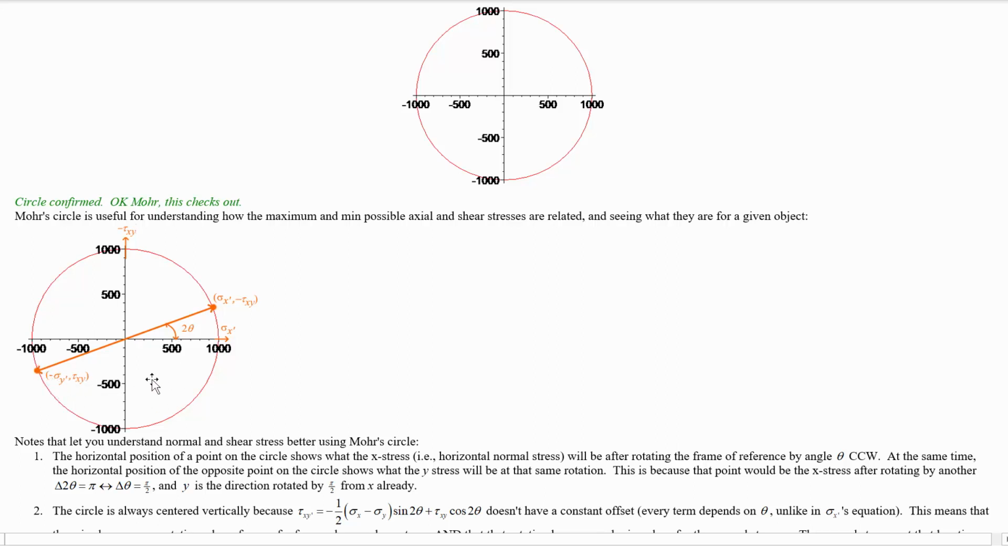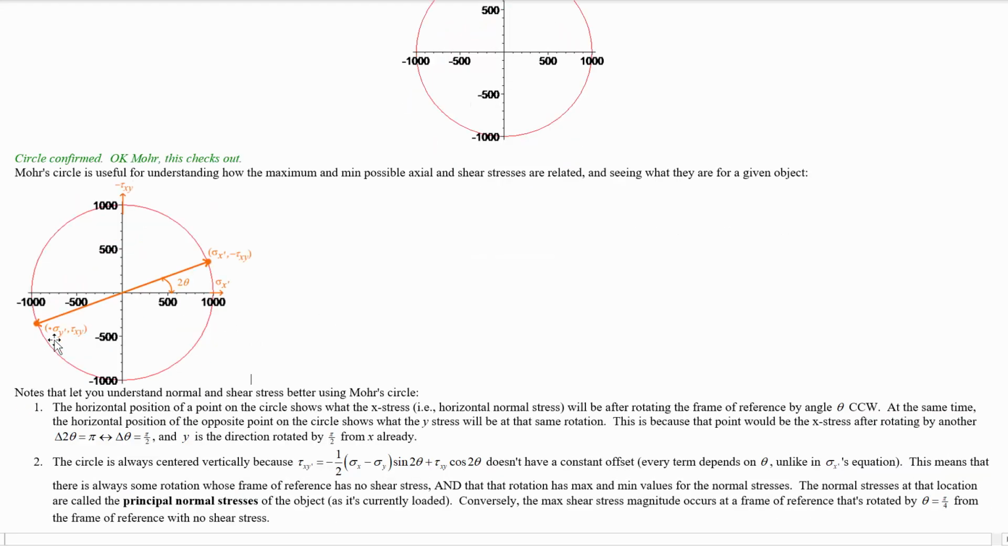Oh, I've actually labeled it wrong. Dang, it's not actually the negative y stress. It's just the value of the y stress at this particular angle and tau xy. So let me fix that. All right, there we go. So we've got it now labeled that the location here is the y stress that you would have there, and the location on this side of the circle is the x stress.